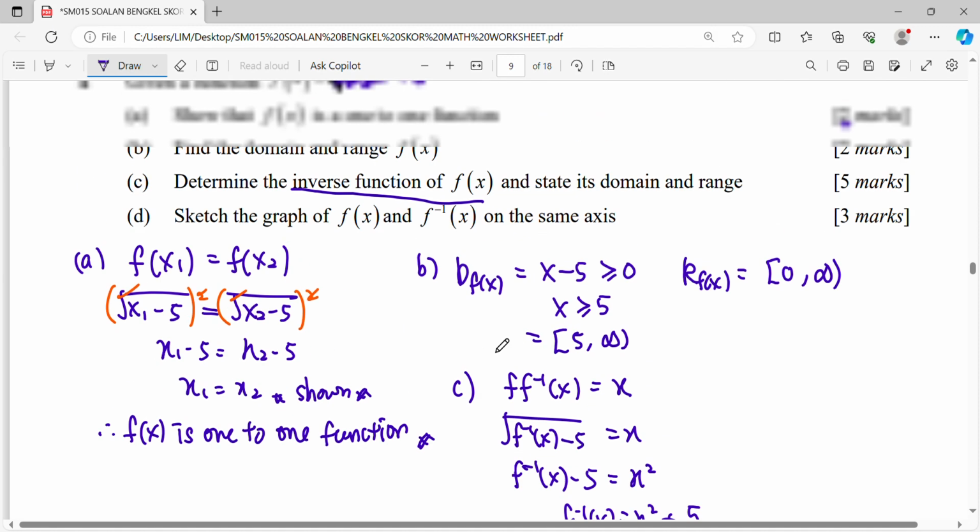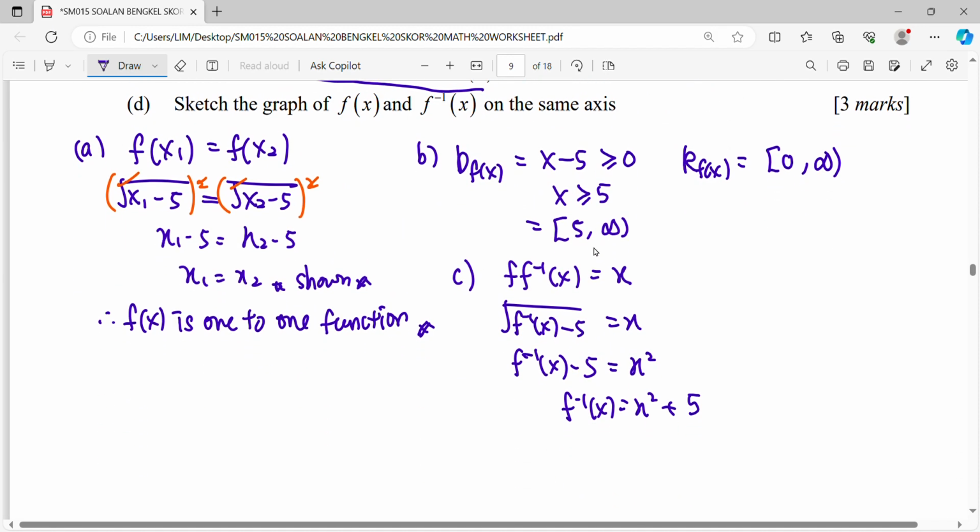And don't forget it asks you to state its domain and range. So the domain of f inverse refers to your range, which is 0 to infinity. The range of f inverse refers to your domain of the function, which is 5 to infinity. Then for the last part, sketch the function f and f inverse on the same axis.